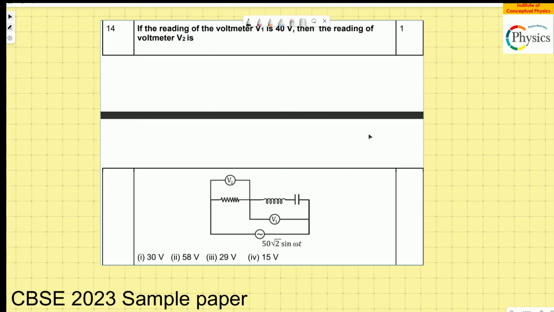All right, good morning. Today I will do this question. It's a very important question for your CBSE exam and also for any entrance examination. This question is from the Alternating Current CBSE sample paper 2022-2023. So let's read the question first.